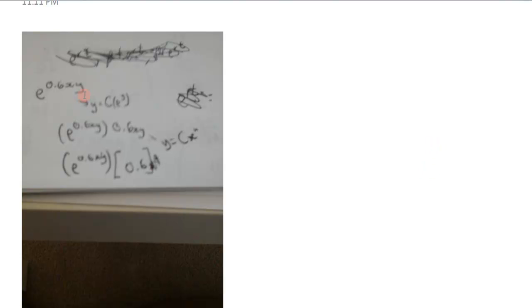Okay, so I'm looking at your problem here, and I'm having a hard time reading exactly what's going on, but it looks like you have the right idea. So we were looking at our original problem, which is e to the 0.6xy, all in the exponent, and it's asking us to find the derivative of our function with respect to x.